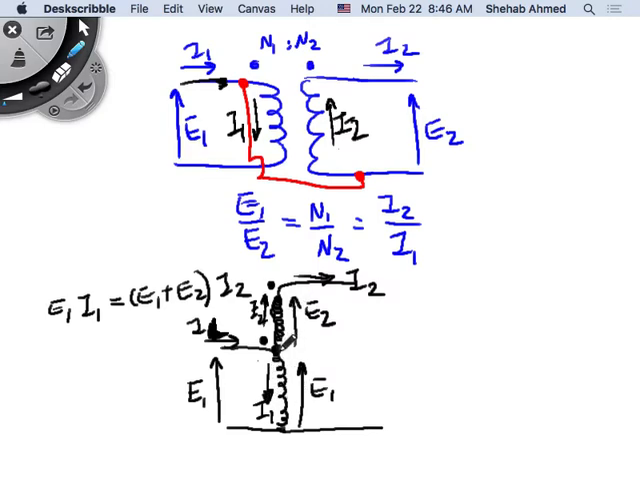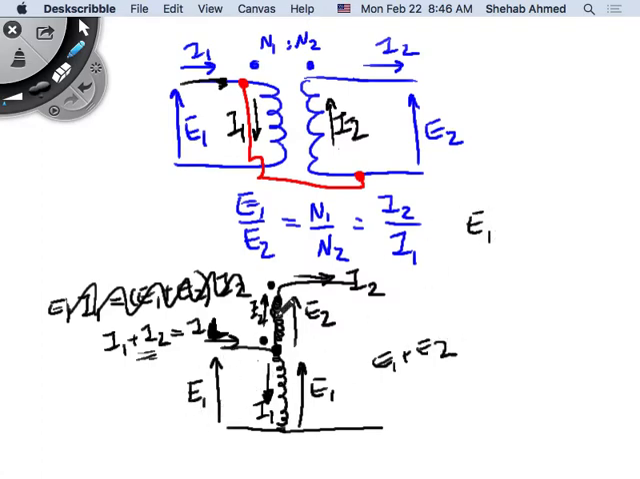Okay, so which means that if I apply Kirchhoff's current law here, the current on the low side will be equal to what? I1 plus I2. And the voltage on the high side is E1 plus E2, right? So the voltage on the low side is still E1, and the current is I1 plus I2. And on the secondary side, the voltage is E1 plus E2, and the current is I2. Okay?